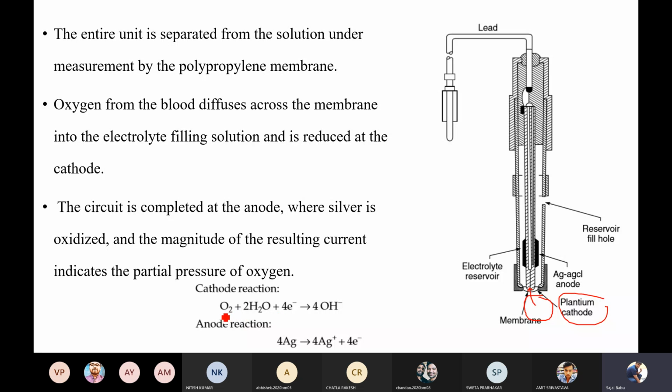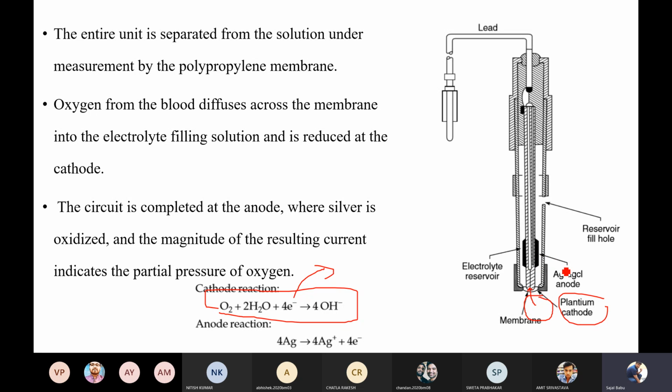At the cathode, your reaction will be like this: O2 plus 2H2O plus 4 electrons will become 4 OH minus. That means at the cathode level, when the oxygen from the membrane reaches the cathode, 4 electrons will be consumed. After that, the 4 electrons will move and reach the anode.